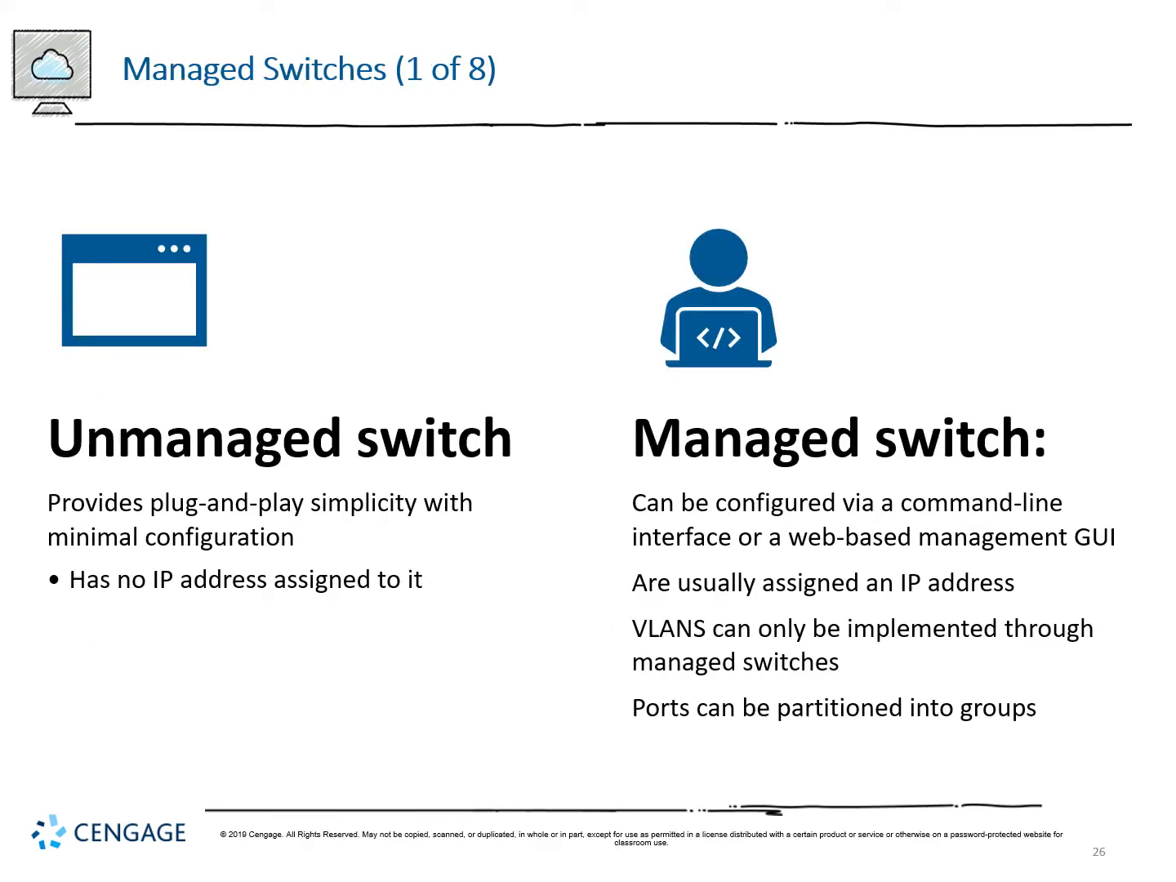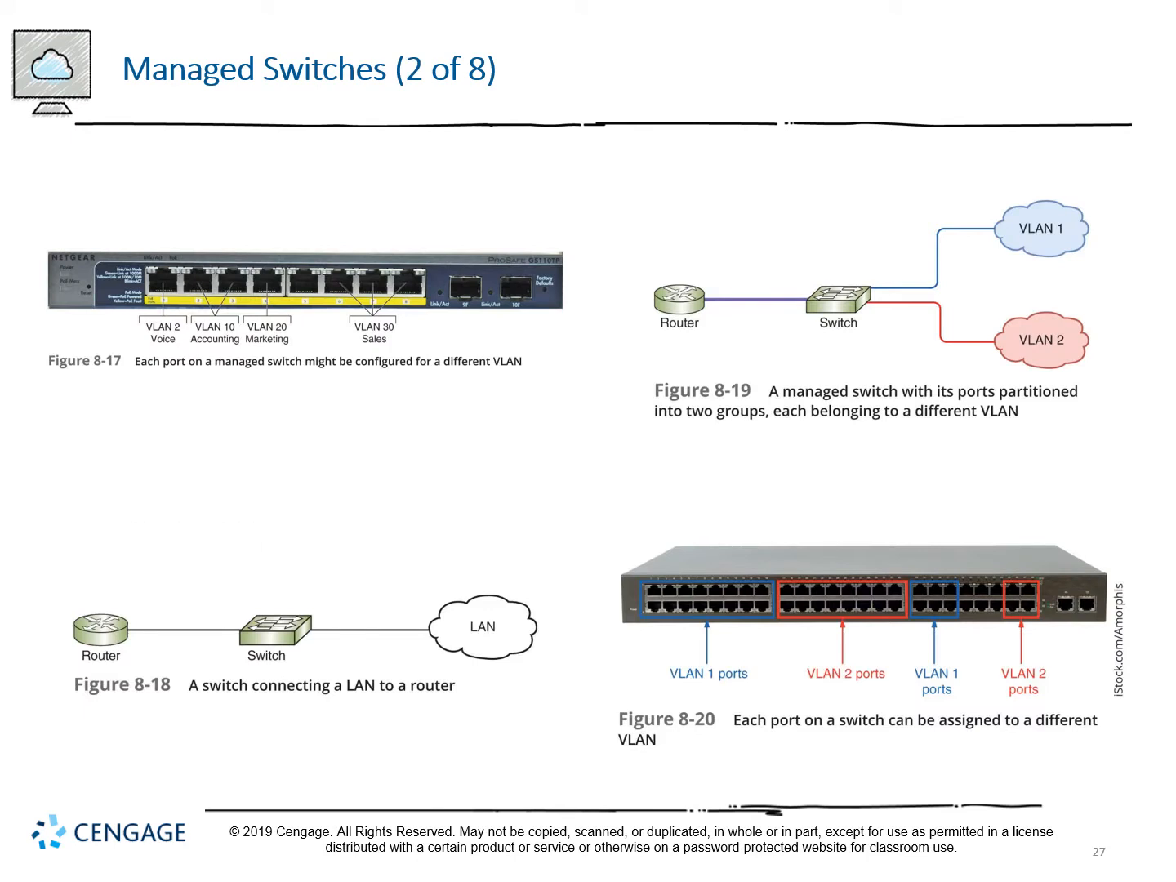Now, an unmanaged switch is just plug and play, ready to go, has no assigned IP address, so it cannot be directly configured through a remote connection. A managed switch can be configured via command line or through a web-based management GUI. Traditionally it has its own IP address, which means that you will have to count a host address for it. And VLANs can only be implemented through this type of switch. Once this type of switch is set up, however, you can then partition ports into groups and start creating these VLANs.